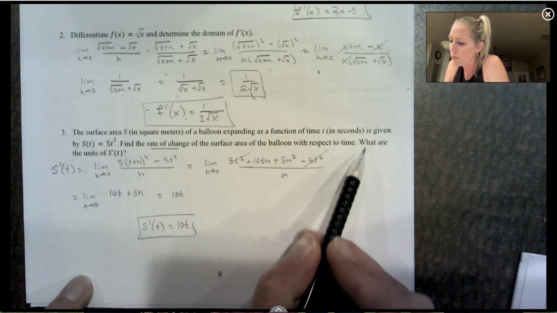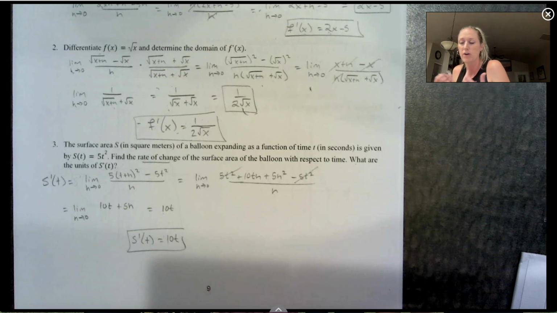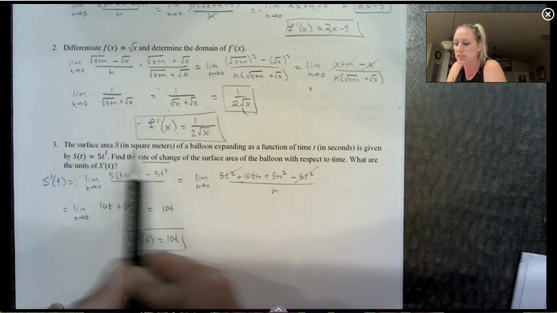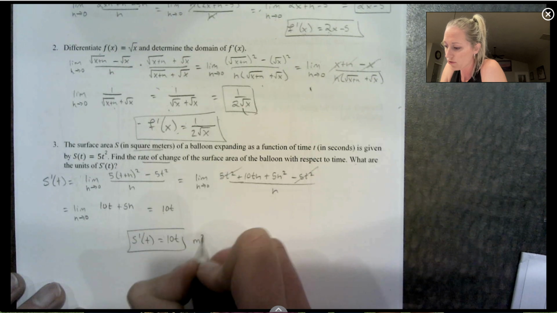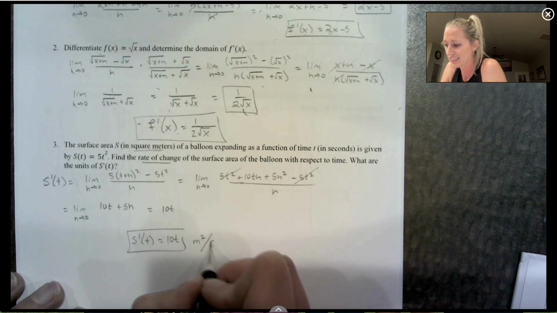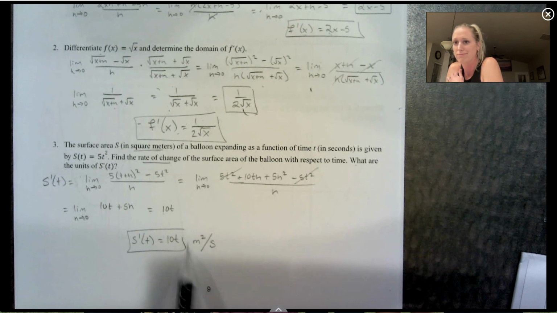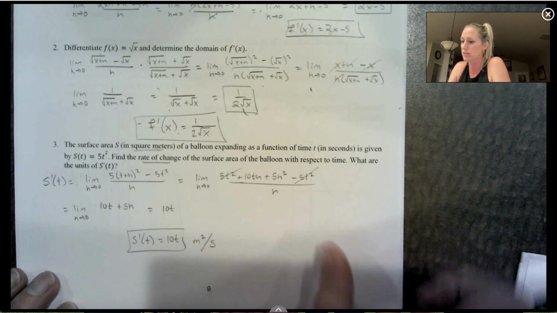And then they're asking, what would the units be? Okay, so remember, this is a rate of change, how fast something is happening. So it's talking about a balloon expanding. So it's talking about the surface area of a balloon with respect to time. So the surface area is in square meters. So we would say square meters or meters squared per second. Okay, so that's a rate. We're comparing a distance or unit of measurement over a unit of time. So that would be the proper units to go with this.